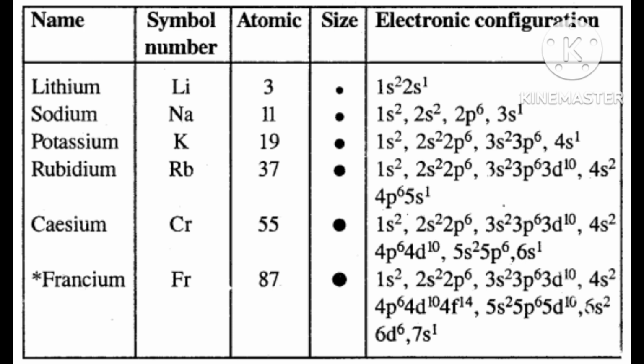Now I will talk about the atomic and ionic radii. Radii means radius. The alkali metal atoms have the largest size. Just now a question is asked. Many questions are asked from this chapter, so be careful. The alkali metal atoms have the largest sizes in a particular period of the periodic table.